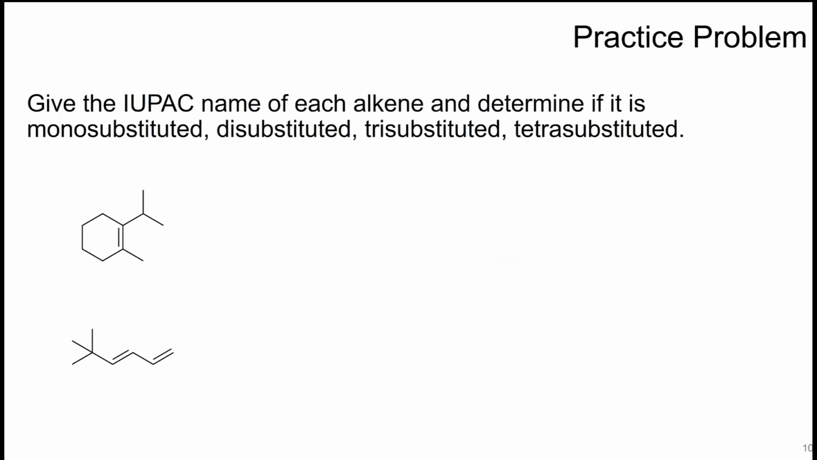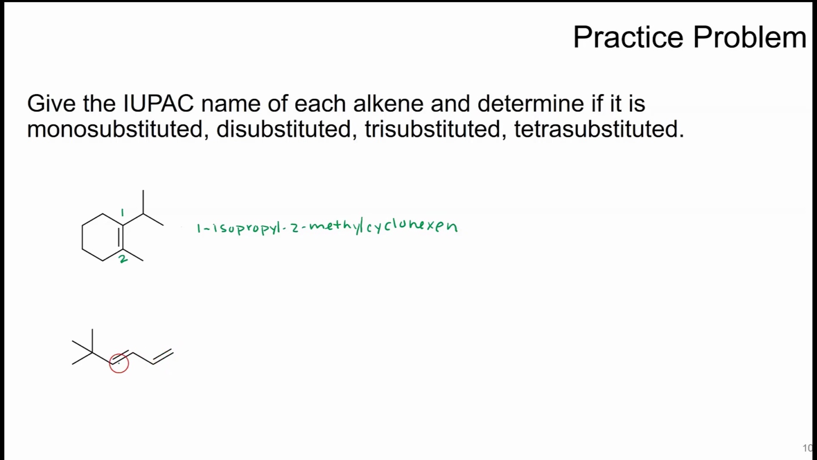Here's another practice problem. Give the IUPAC name of each alkene and then determine if it's mono-substituted, di-substituted, tri, tetra, etc. So this one here, we're naming this as, we can do 1, 2, or 1, 2. Isopropyl is first in the alphabet, so I'm going to choose this to be 1. This would be 1 isopropyl, 2 methyl, cyclohexene.